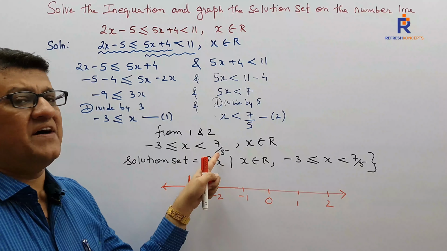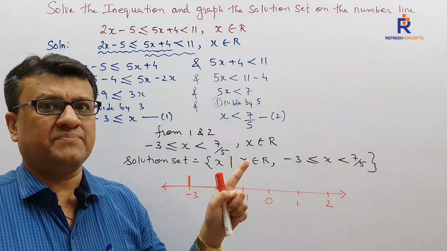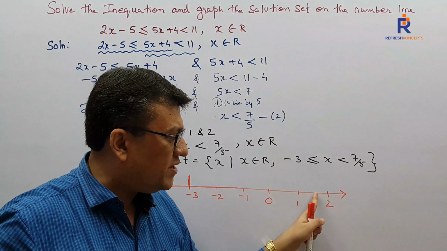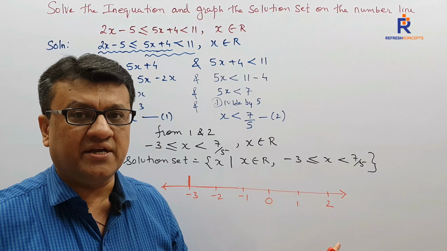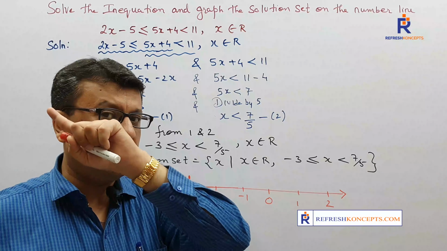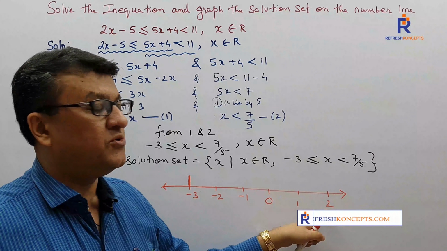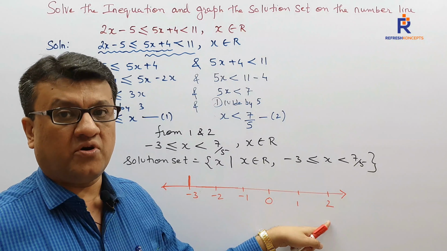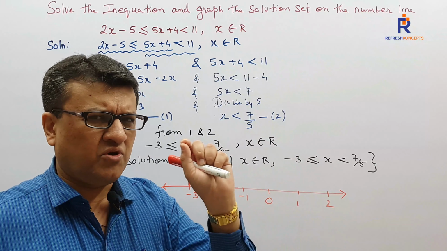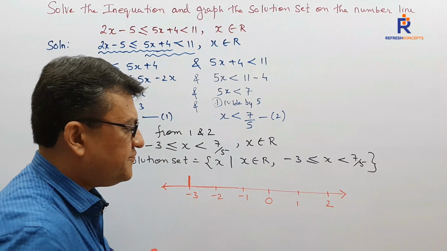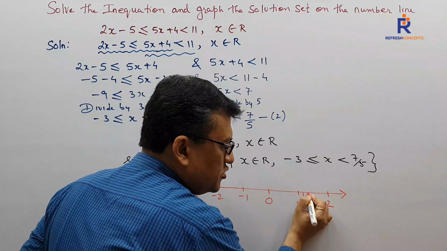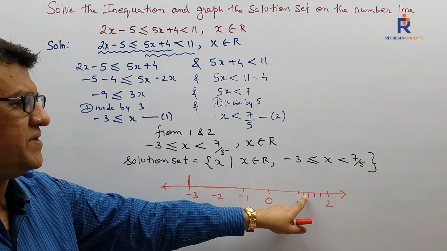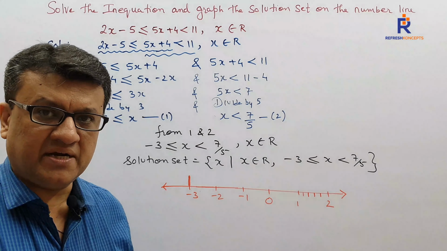Now 7 by 5, as we know, is 1 point something. Here the denominator is 5. We cannot do any random placement of 7 by 5. What is the answer? What I have told you in my previous videos: divide 1 and 2 into 5 equal parts. Whatever the denominator is, that many divisions we are supposed to make. 5 equal parts, not with any kind of measurement, just by eye. 1, 2, 3, 4, the fifth one by default. So it's the first part, second part, third part, fourth part and fifth part.